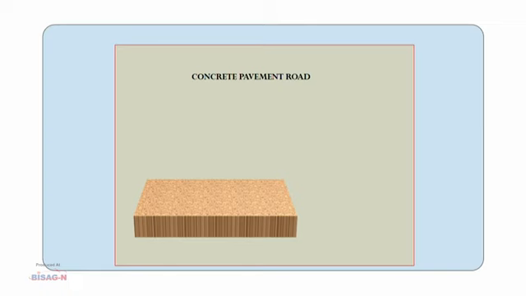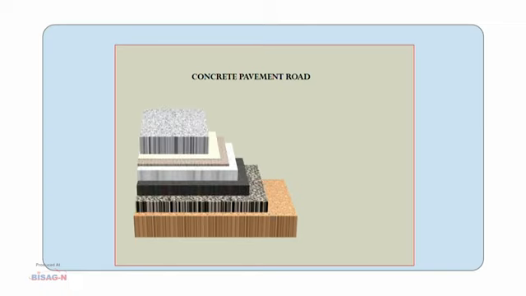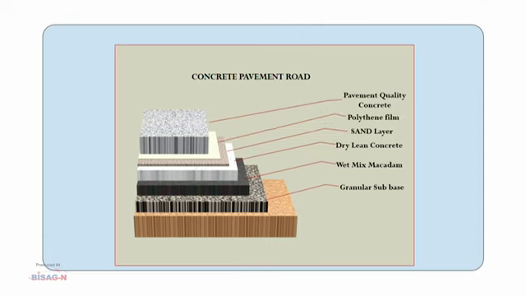Next is the concrete pavement. The structure of the concrete pavement is like this. You can see in this photograph, in these slides, the pavement quality concrete, polythene sheet, sand layer, dry lean concrete, wet mix macadam, granular subbase, and the compacted subgrade on native soil or fill soil.